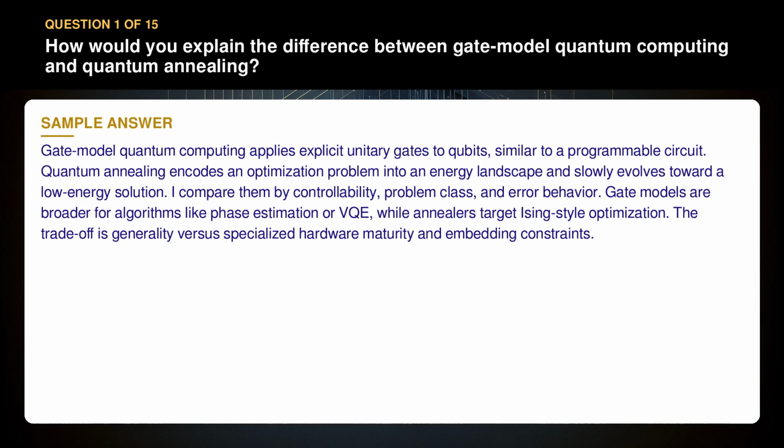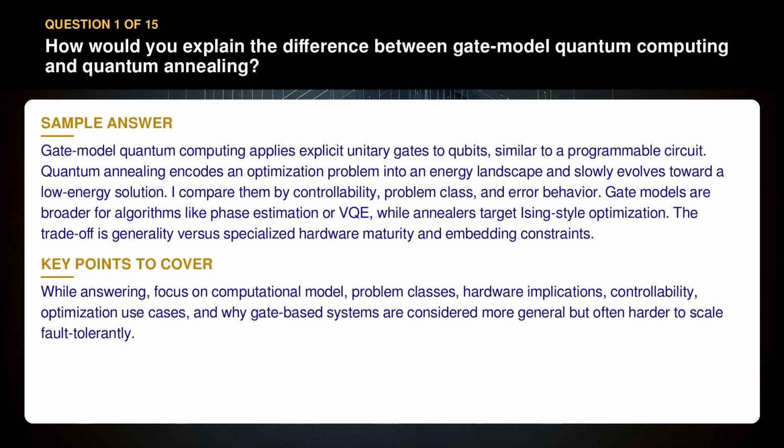I compare them by controllability, problem class, and error behavior. Gate models are broader for algorithms like phase estimation or VQE, while annealers target Ising-style optimization. The trade-off is generality versus specialized hardware maturity and embedding constraints. While answering, focus on computational model, problem classes, hardware implications, controllability, optimization use cases, and why gate-based systems are considered more general but often harder to scale fault-tolerantly.